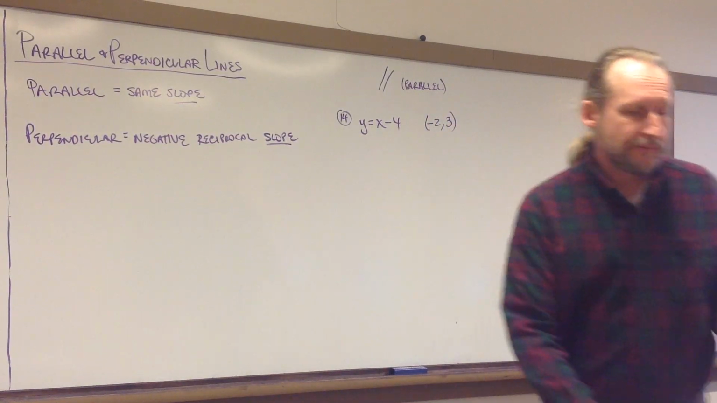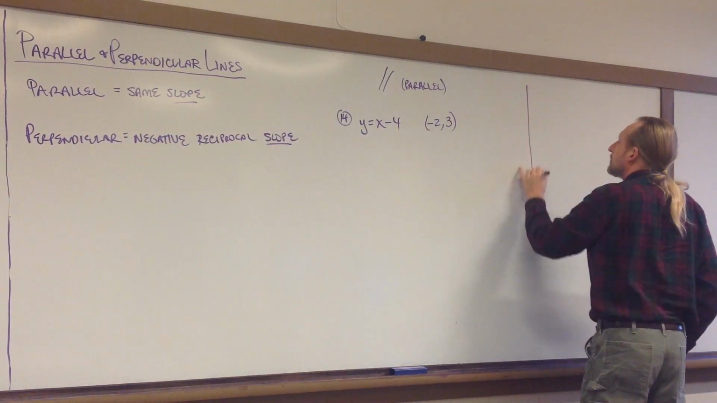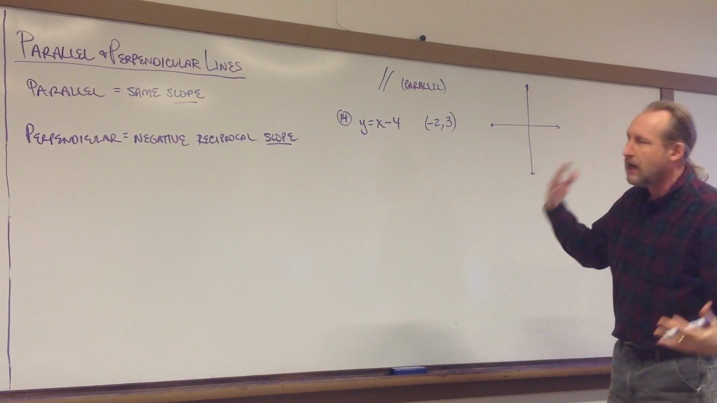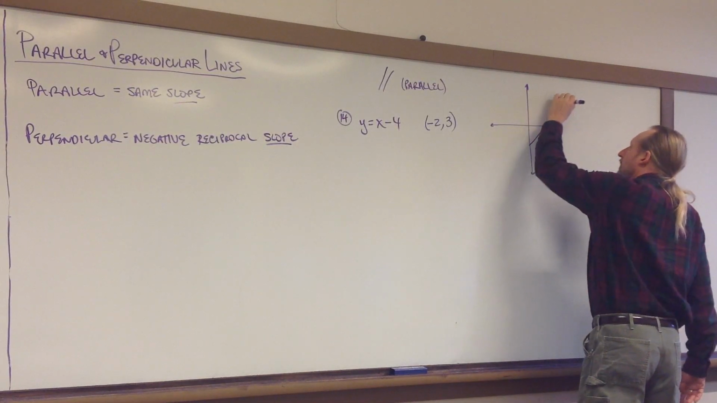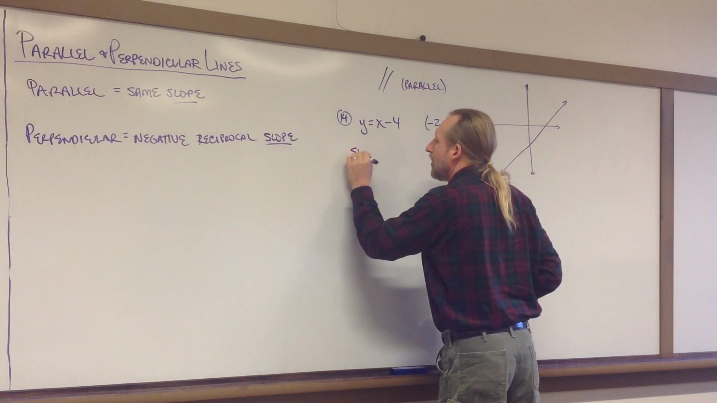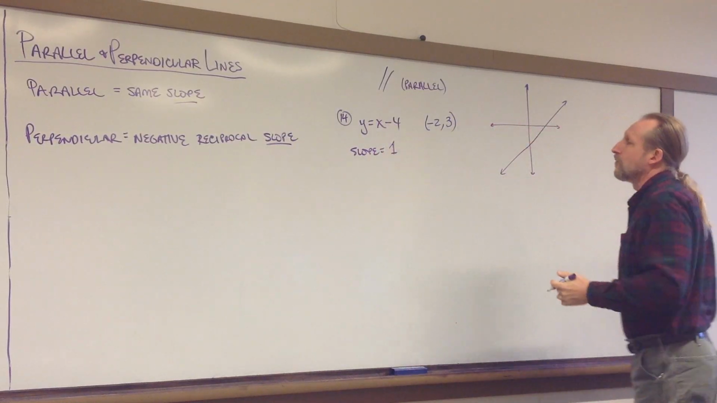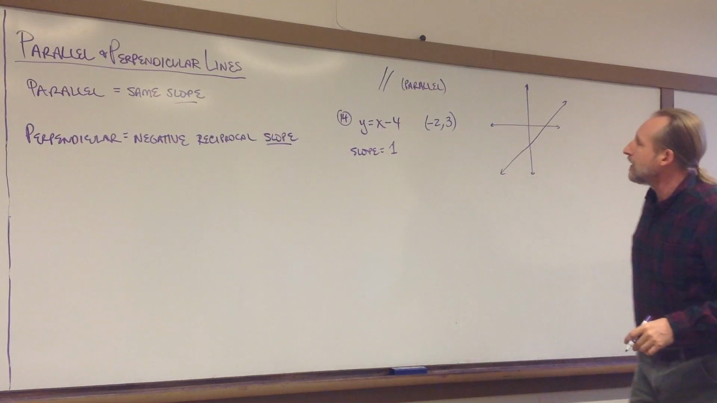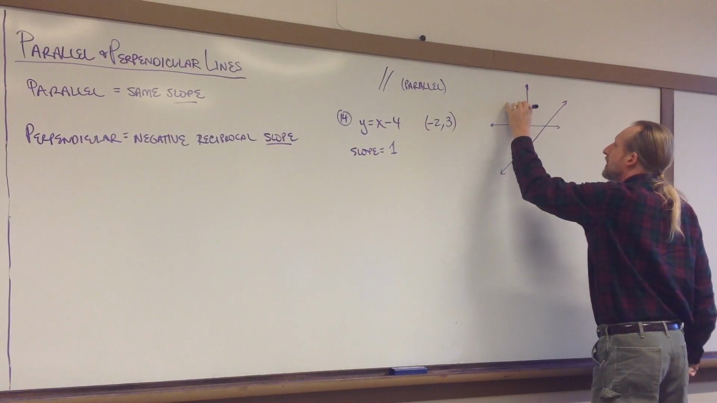Now, you don't have to graph these to do them, but I've taken to drawing graphs every time I do this, just to make sure people understand we're talking about two different lines here. This is one line, y equals x minus 4. It's going to look something like this. The slope for y equals x minus 4 is positive 1, right? 1x minus 4. So the slope is positive 1. Now, the idea here is that we want a parallel line that's going to pass through the point negative 2, positive 3. So that's going to be up here somewhere.